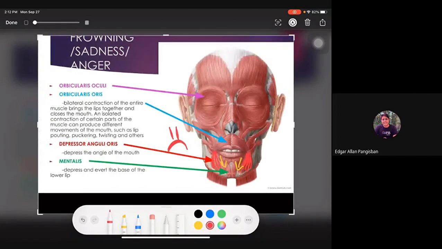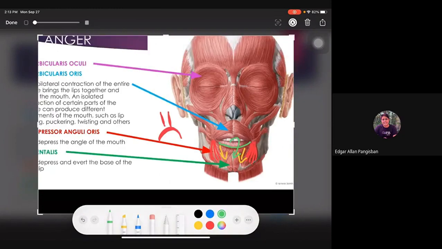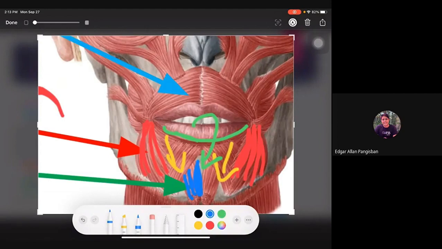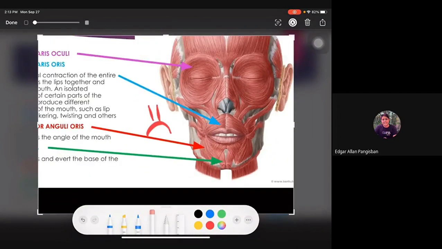And we also have your mentalis. It depresses and inverts the base ng ating lower lip. So this is your lip. Pag invert, i-invert nyo yan, lalabas na yung inner surface, which will result in a facial expression which is pouting. Di ba pag nagpa-pout kayo ng lips nyo, lalabas yung inner surface. Titingnan natin mamaya. That is the action ng inyong mentalis muscle. This is your mentalis muscle, the blue one. So meron tayong tatlong muscle: orbicularis oris, depressor anguli oris, at the same time orbicularis oculi. So apat pala, and your mentalis muscle.